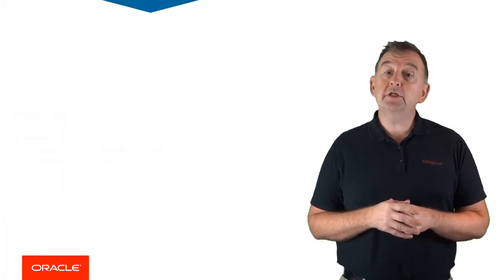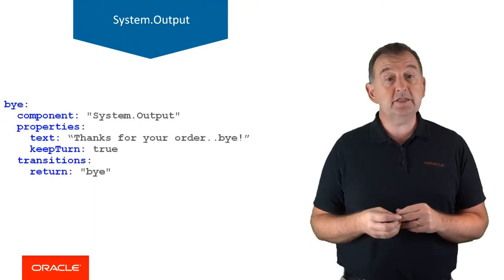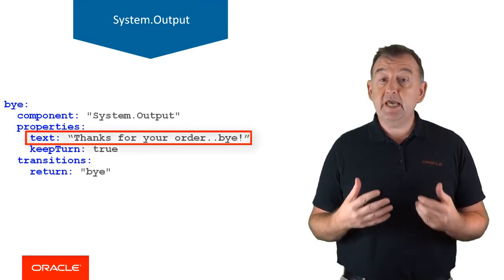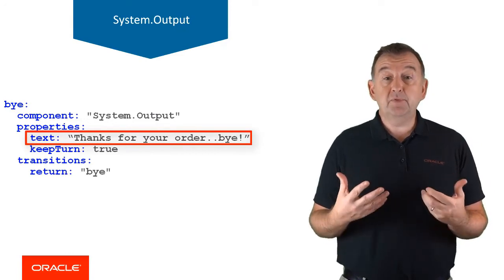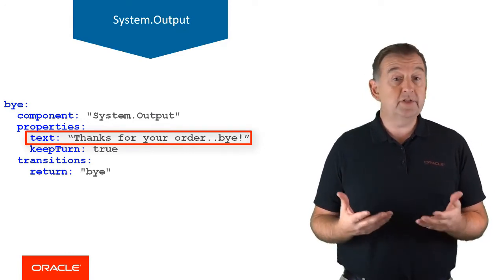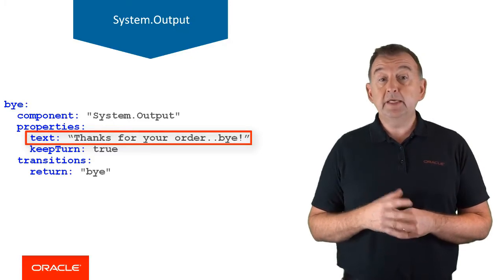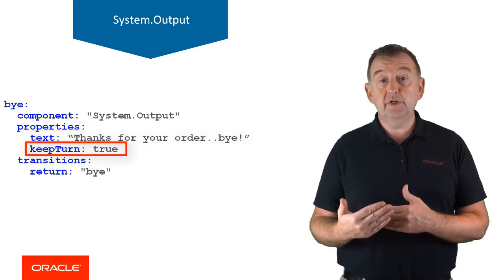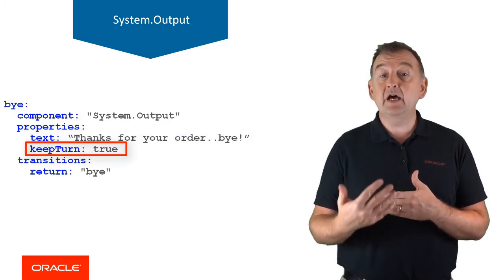The output system component simply sends text output to the communication channel. The text property is the text to be sent, and this may be programmatic using value expressions, or in this case it's just a literal string. Keep turn indicates whether the dialogue flow will wait for the user input or not, with true indicating that the dialog flow will not accept user input.